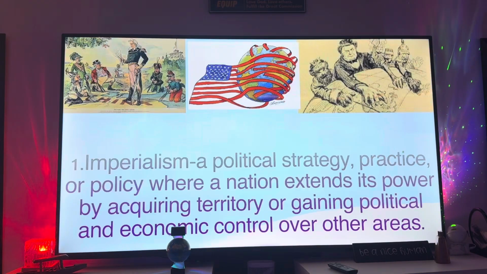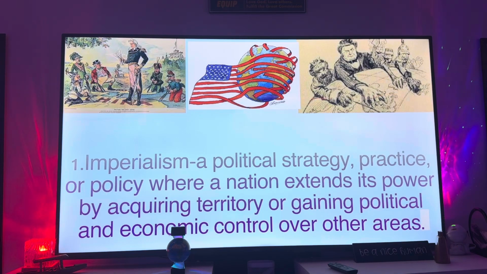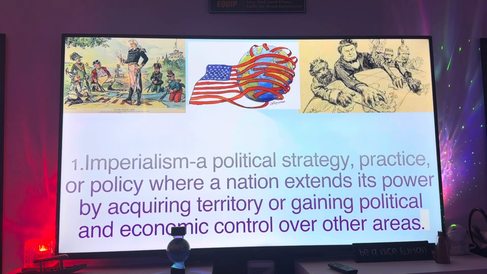So we start with imperialism. And this is America as we are a teenager, and we start to leave the boundaries of the East Coast to the West Coast. And this idea of imperialism is this: it's a political strategy or practice or policy where a nation extends its power by acquiring territory or gaining political or economic control over other areas. I would definitely highlight that extends its power, because that's what we look at to do through this imperialism. So I would pause and then go on to the next.